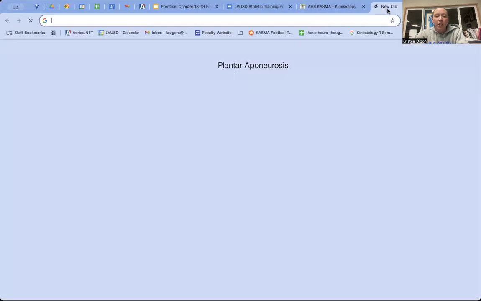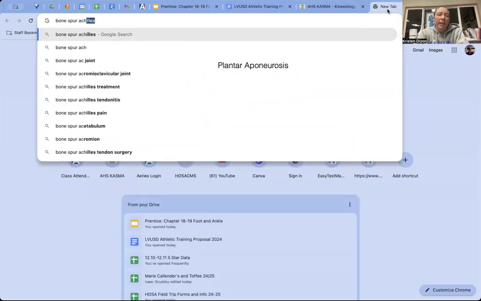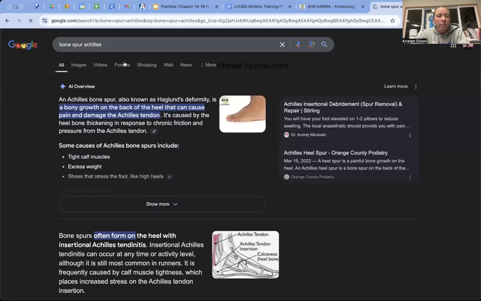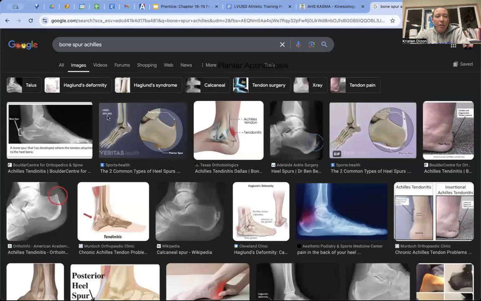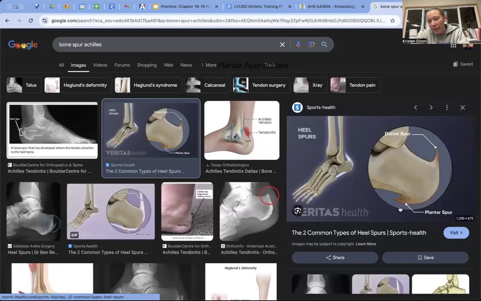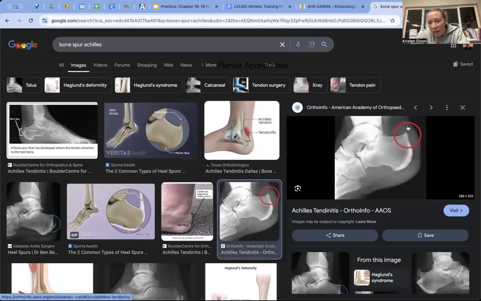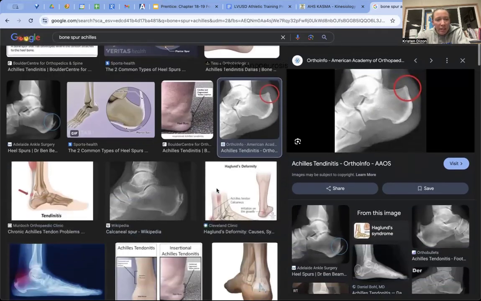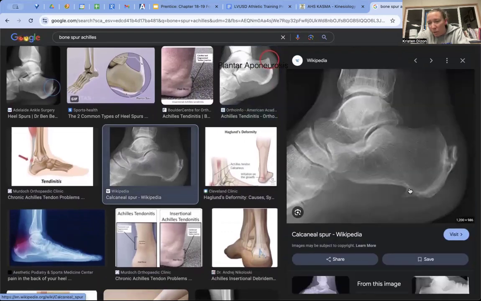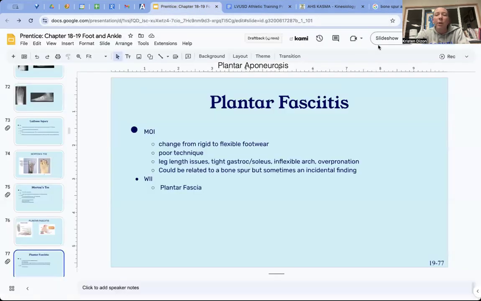So if I pull up a picture, bone spur of the Achilles, and I look at the images of it, you can see I can get different bone spurs. I can get bone spurs at the bottom, that would be from the plantar fascia, or in the back, which would be from the Achilles. You can see here a little bone spur at the top. You can see in this one, there's a bone spur on the bottom right there and a bone spur on the back. This may have been someone that had an apophysitis or Sever's disease back in the day. So you can get that bone spur.